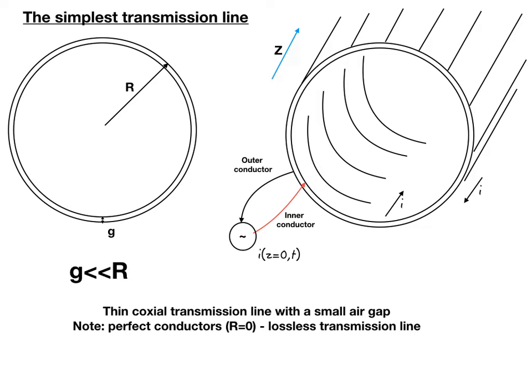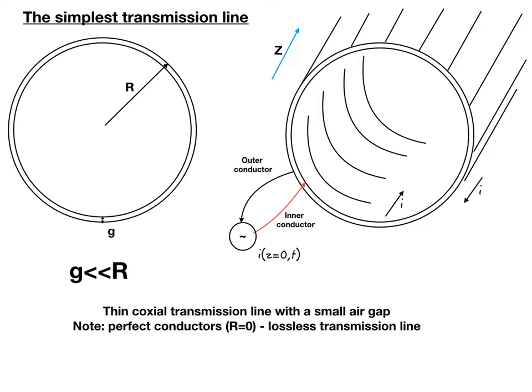So let's start by taking the simplest possible transmission line. The geometry is very simple and the equation will also be as simple as possible. The transmission line we will discuss is a thin coaxial transmission line. You have an inner conductor and an outer conductor in a concentric cylindrical geometry. We assume the transmission line extends to infinity in the z direction.